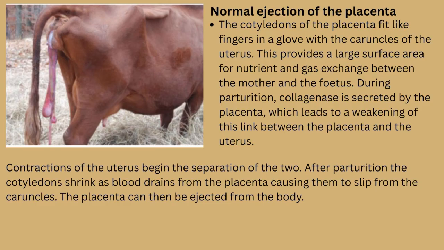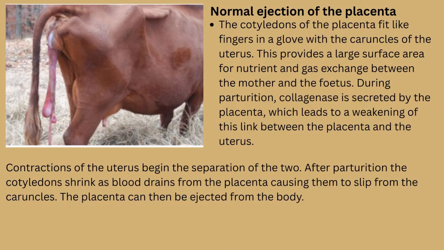Normal ejection of the placenta. The cotyledons of the placenta fit like fingers in a glove with the caruncles of the uterus. This provides a large surface area for nutrient and gas exchange between the mother and the fetus.